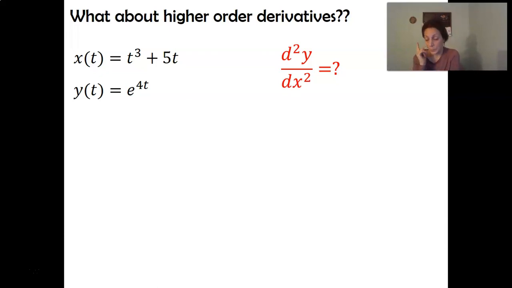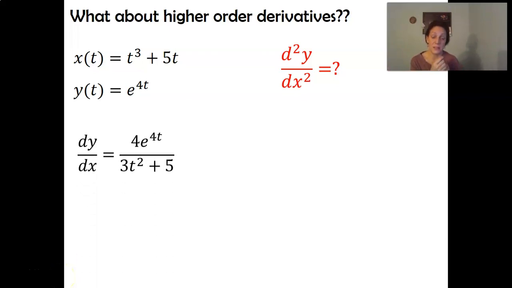For rectangular coordinates, x and y, if I had y in terms of x, I would just take two derivatives and call it a day, right? That's a pretty easy question for us. Parametrics, it's not that simple. Here's why. When you take the derivative, dy/dx, of this function, you take the derivative of your y, you get 4e to the 4t. You take the derivative of your x, you get 3t squared plus 5.